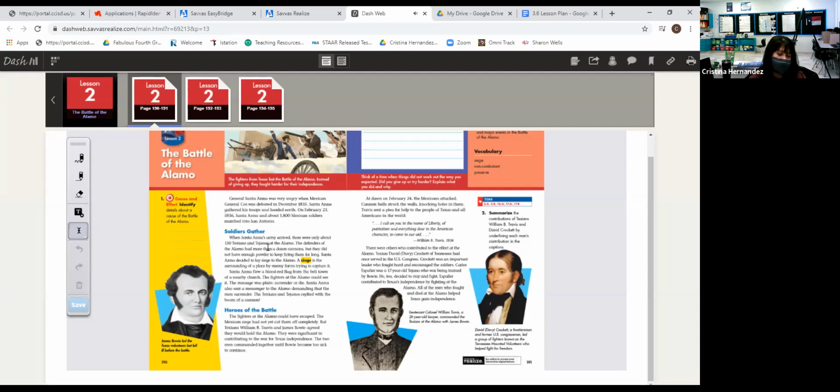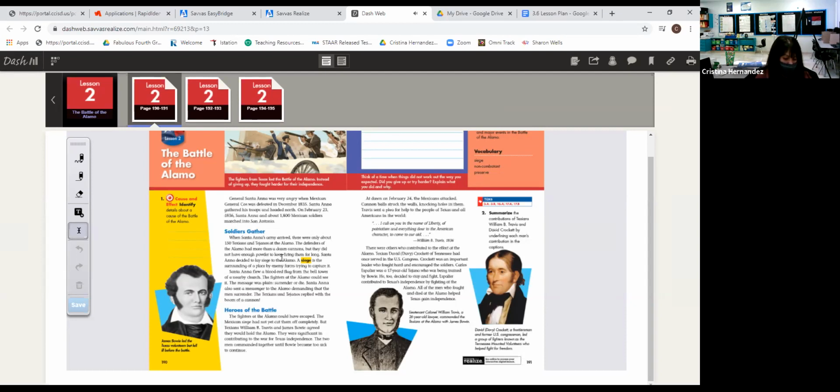There were others who contributed to the effort at the Alamo. Texian David Davy Crockett of Tennessee had once served in the U.S. Congress. Crockett was an important leader who fought hard and encouraged the soldiers. Carlos Espalier was a 17-year-old Tejano who was being trained by Bowie. He too decided to stay and fight. Espalier contributed to Texas's independence by fighting at the Alamo. All of the men who fought and died at the Alamo helped Texas gain independence.